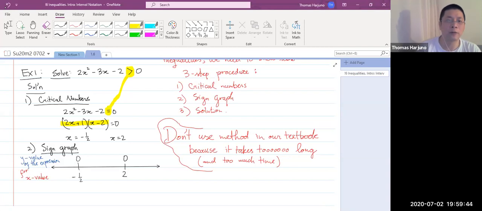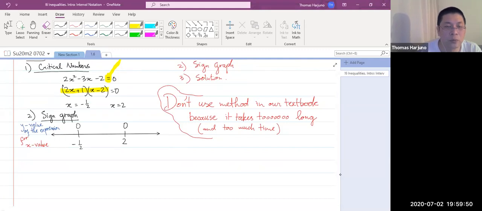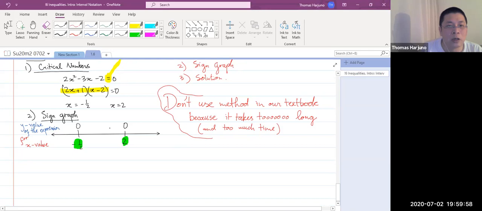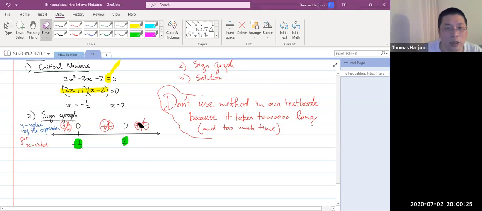Now, where does the sign graph start to come in? You need to start with this first. Now we say that -1/2 and 2 are critical numbers, because if there is any change of sign, positive or negative here, positive or negative here, if plus becomes minus, or minus becomes plus, it must happen at those points. That's why we call them critical numbers.